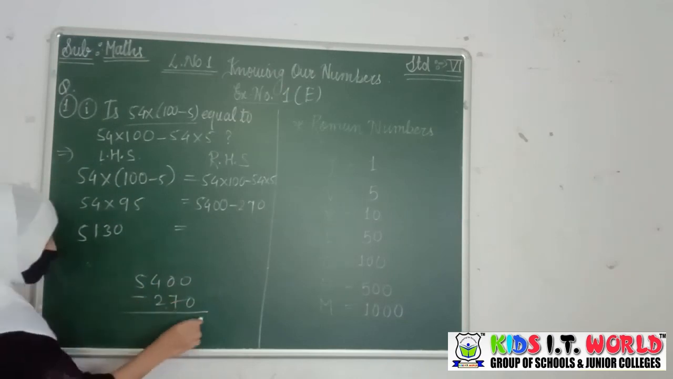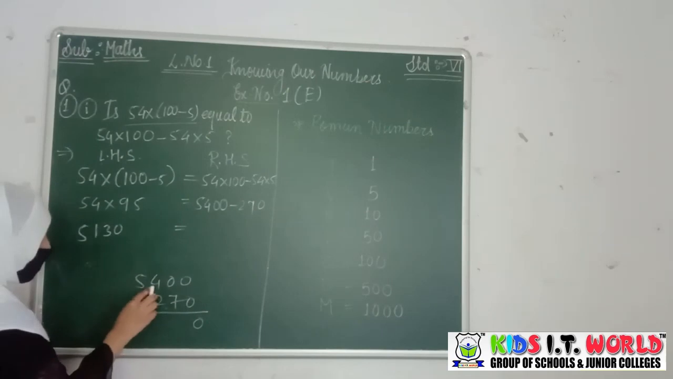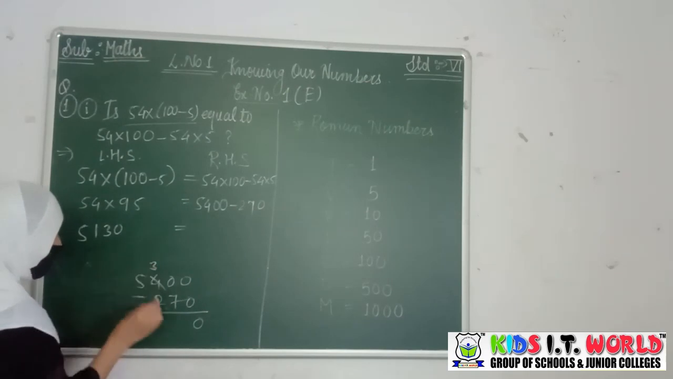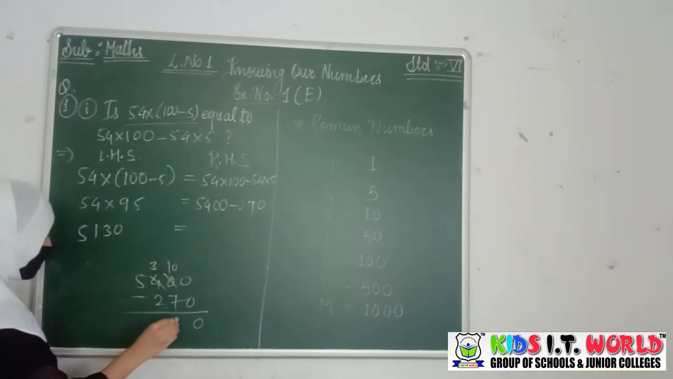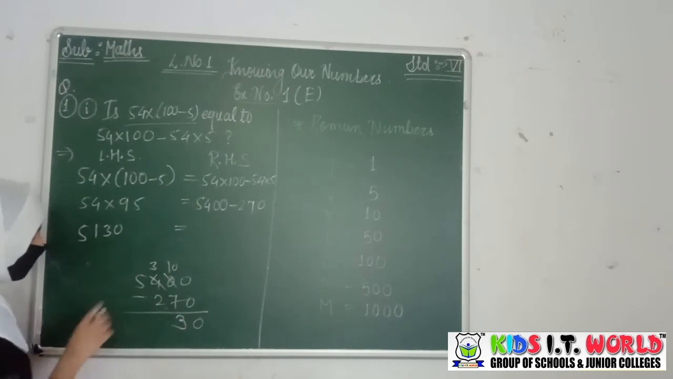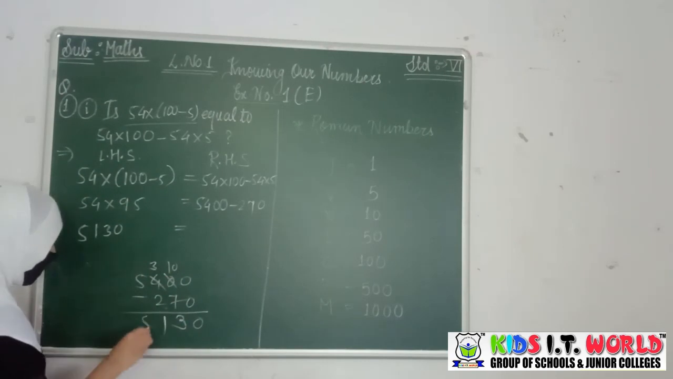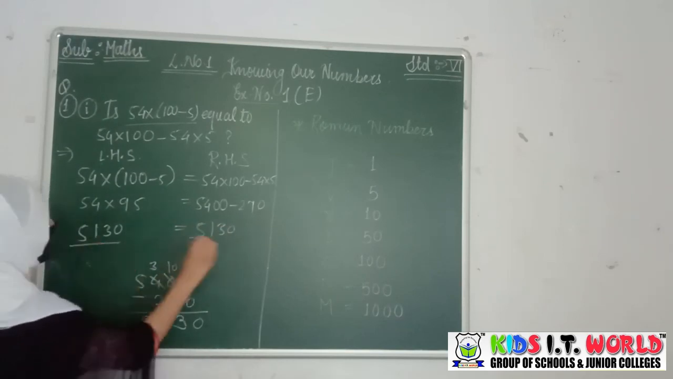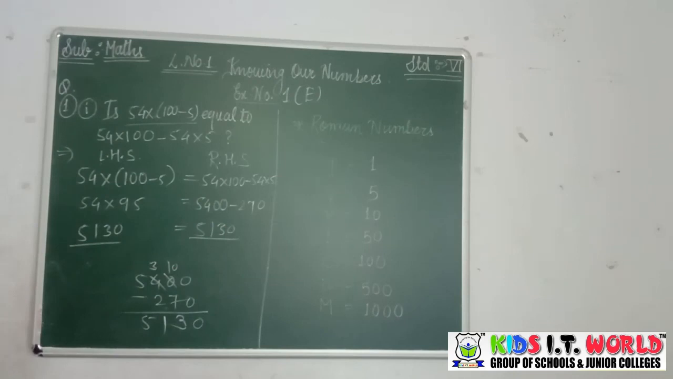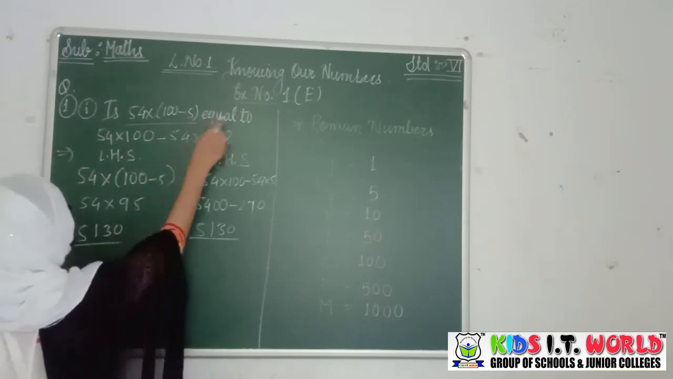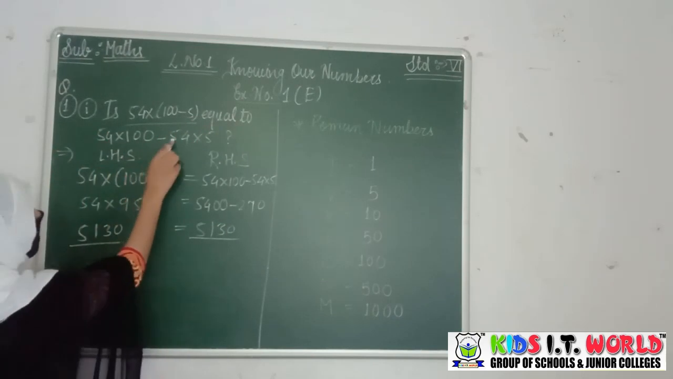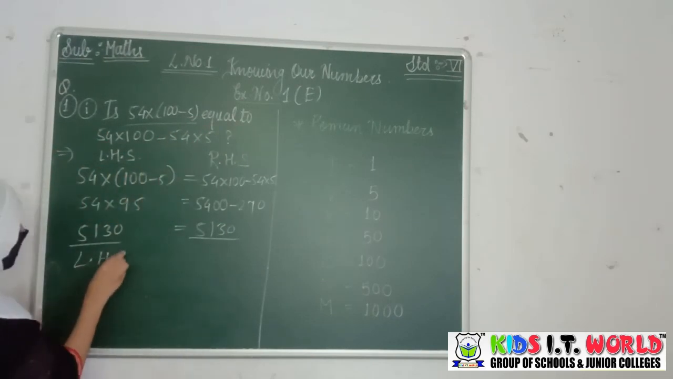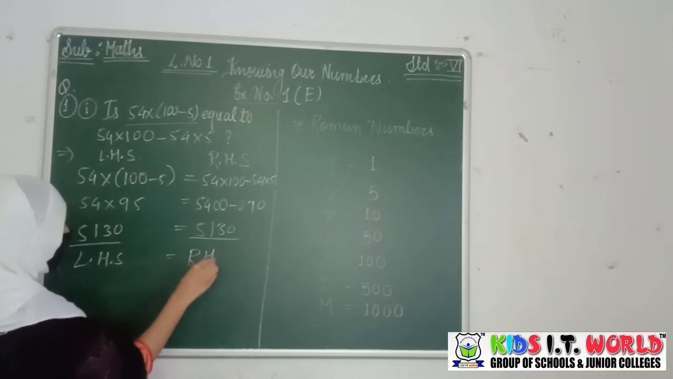So 0 minus 0, 0. Here 0 minus 7, is it possible? No. So we will borrow from the other number. So it will be 3 and it will get 10. 10 minus 7 is 3. 3 minus 2, 1, and 5 will be as it is. So here on the RHS also you got the same value. See, our RHS is equal to LHS, hence it is proved that 54 into 100 minus 5 is equal to 54 into 100 minus 54 into 5. So on the last we will write LHS is equal to RHS.